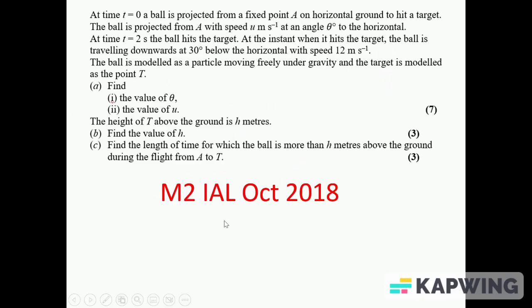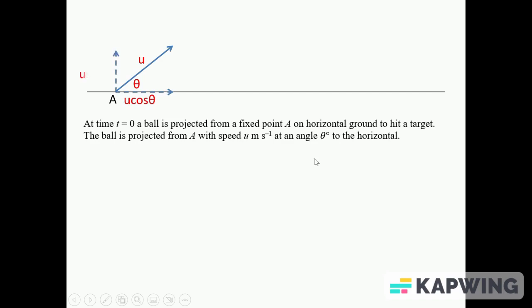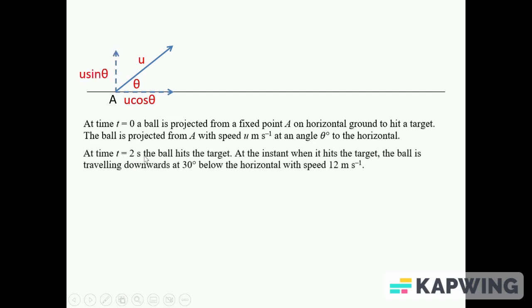Right, got the projectiles question from the M2 international paper, October 2018. It says at time t equals 0, a ball is projected from a fixed point A on horizontal ground to hit a target. It's projected from A with speed u at an angle theta to the horizontal. So the horizontal component is u cos theta, and the vertical component is u sine theta. At time t equals 2 seconds, the ball hits the target.